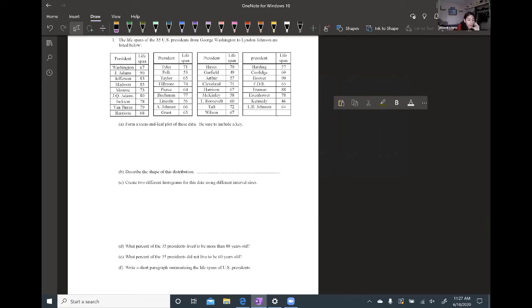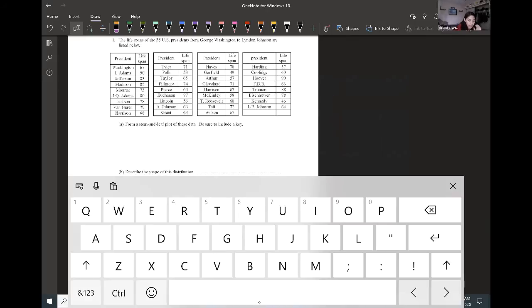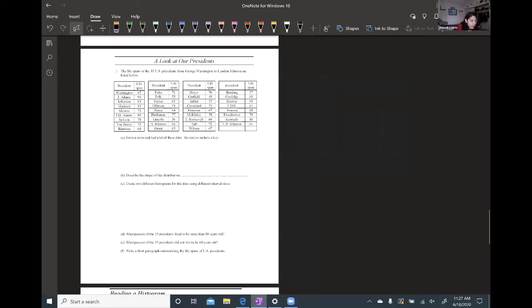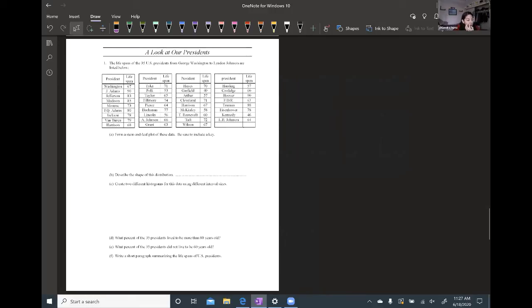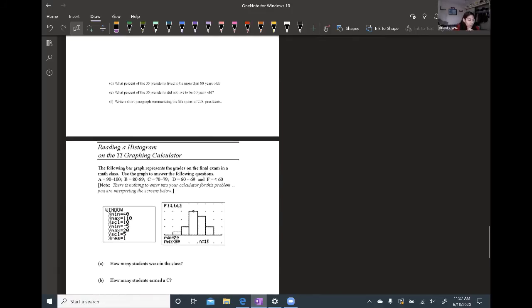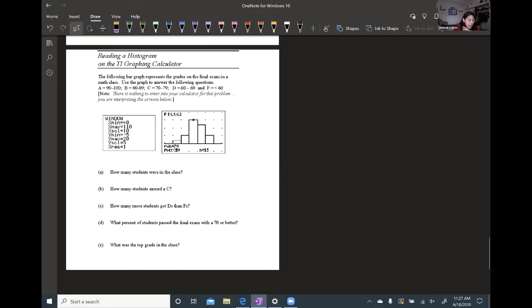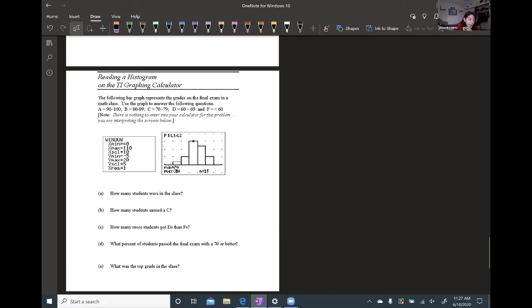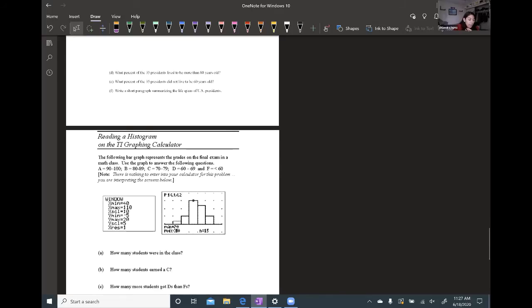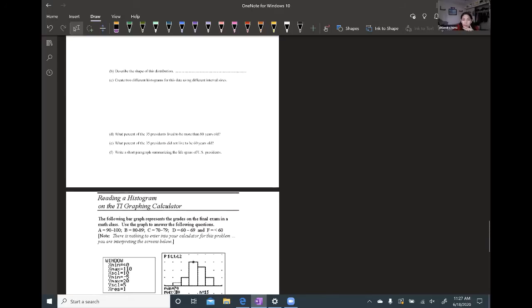Okay, so we can either do this worksheet. I don't think we're going to be able to do both. So we can either do this one, look at our precedents, where we have to make a histogram, or we can do this other one, reading a histogram, where we give them information from the histogram that was already given. Which one would you guys rather do? A, make the histogram up here, or B, get information from the histogram. So A or B, which one would you choose, Matthew?